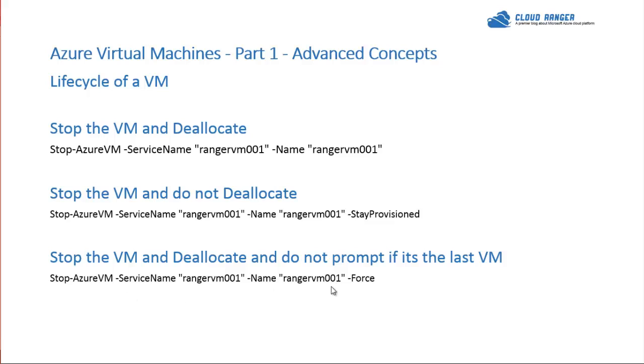The other thing I want to show you here is the force. When you are trying to stop this from PowerShell, if you're deleting a VM, which is the last VM in the cloud service, it will actually prompt you, asking, hey, are you sure you want to delete the cloud service? Because you are deleting the last VM of the cloud service, it means the cloud service is not going to do anything by itself. Do you want to delete that? Sometimes in your script, you don't want these prompts, so you use dash force. So these are pretty self-explanatory. We have gone through this quite a few times in our previous sessions where we talked about networking, and those are the two ways, the allocated and the deallocated ways, you can do this.